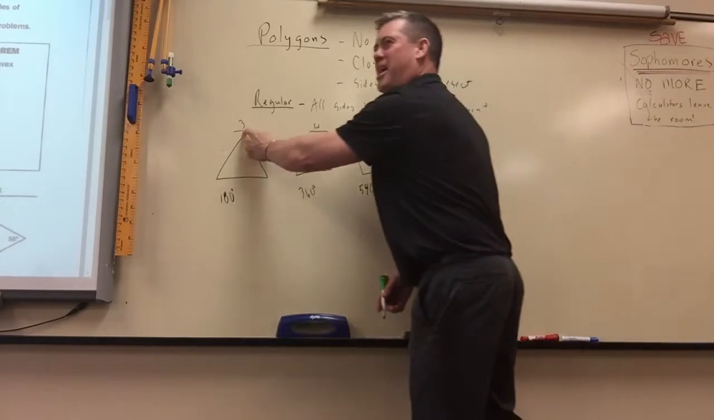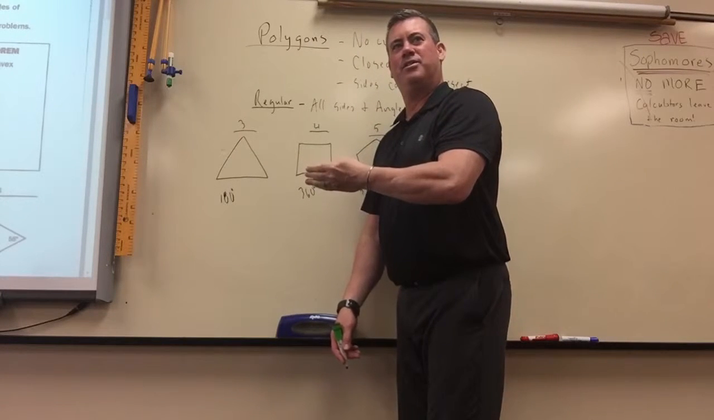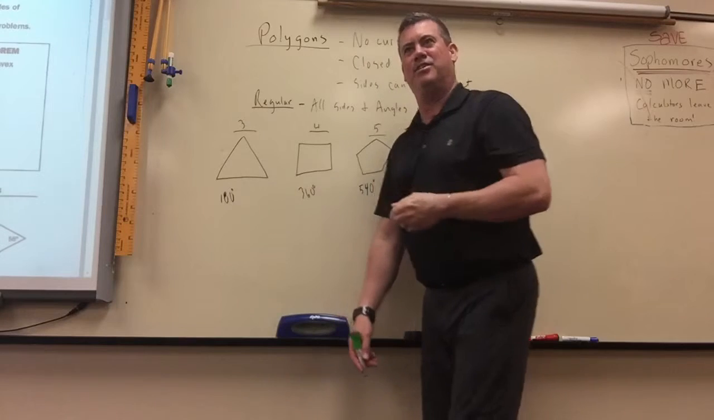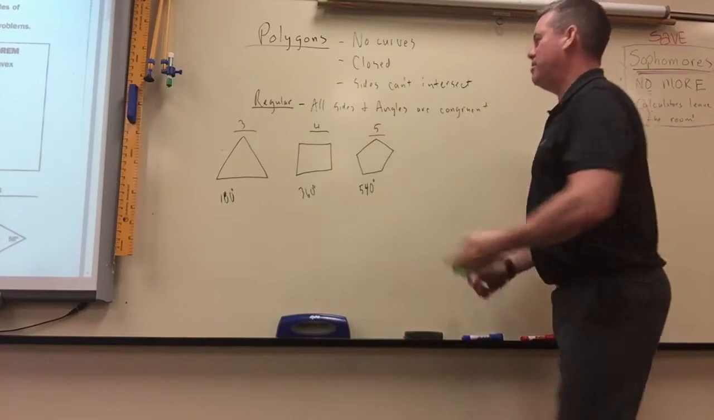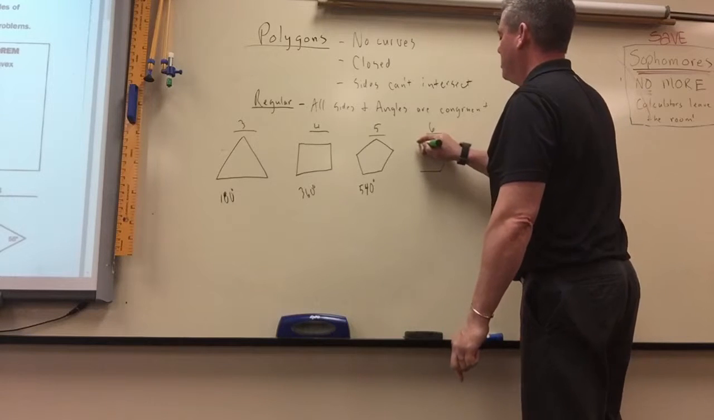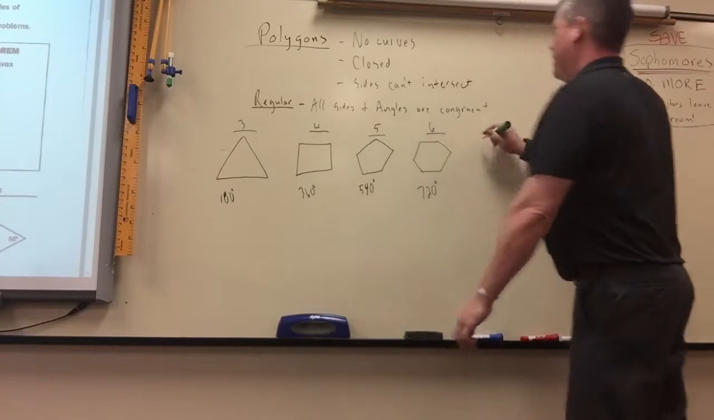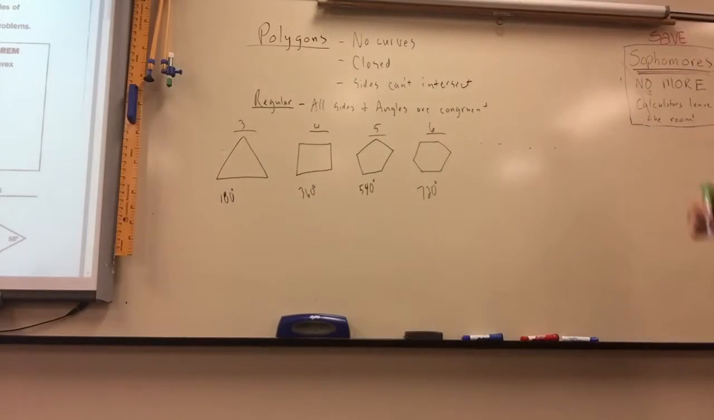Every time you add a side, you're adding a straight line, right? Yeah. So what are you adding to it? 180 degrees. So every time you add a side, you're adding 180 degrees to it. So that would be 720. And so on, okay?